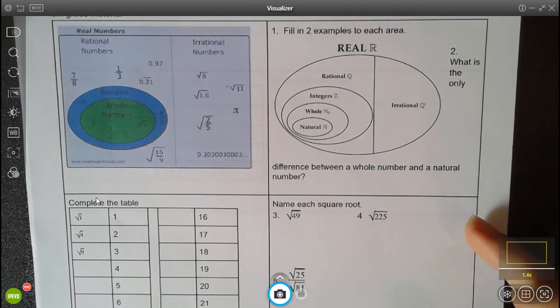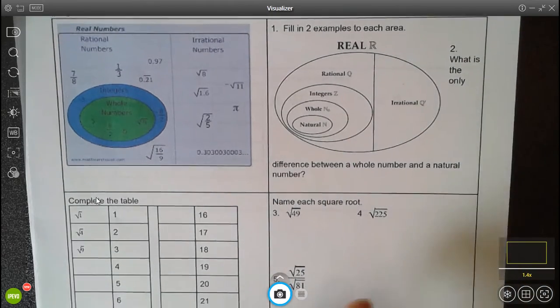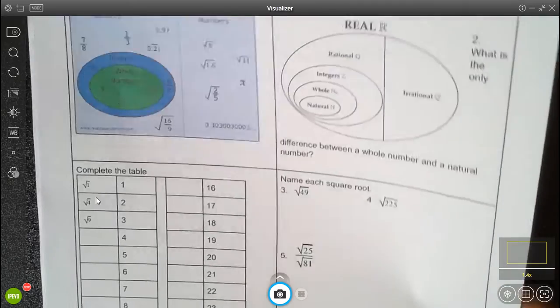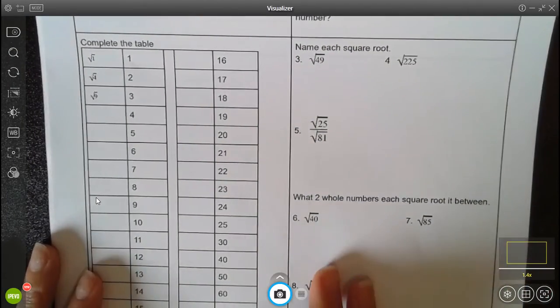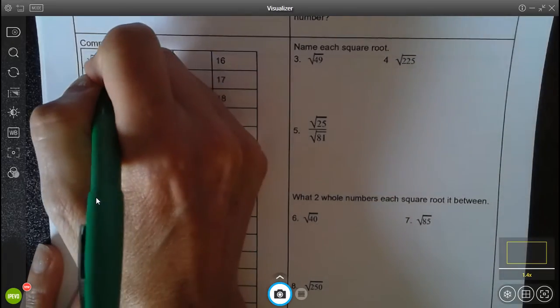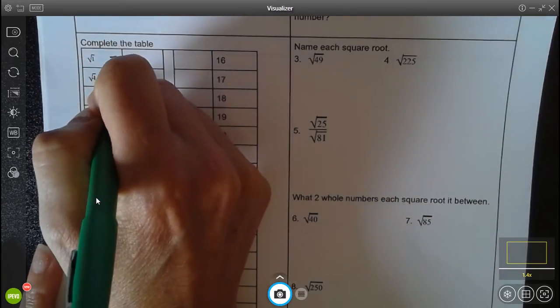So this right here, we're going to skip for right now. This table of square roots, I've made kids copy this into their notebooks for years. It's going to take you a few minutes. Yes, 10 minutes probably, not just a few, but it's important.